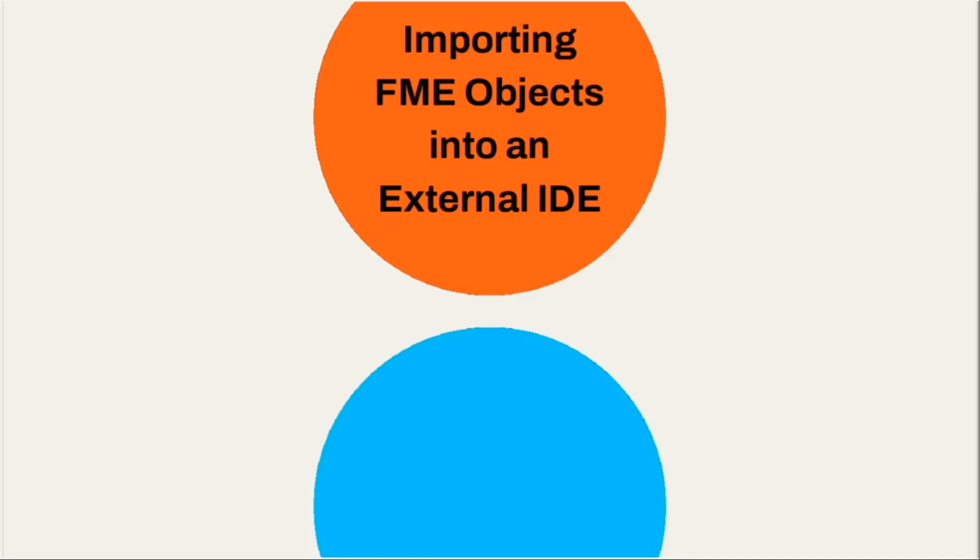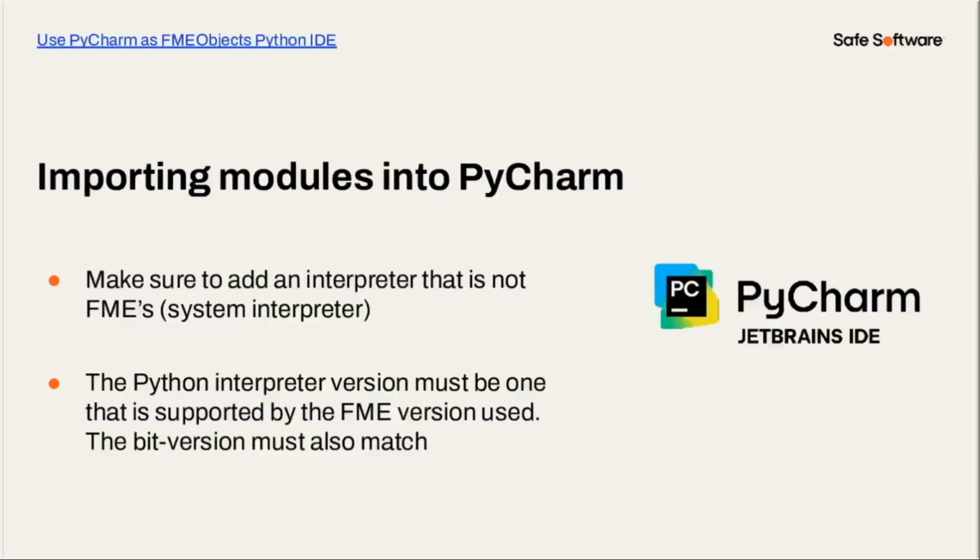All right, the next section and demo that we'll be going through is importing FME objects into an external integrated development environment. Here we'll be using PyCharm. PyCharm is a dedicated IDE providing a wide range of tools, usually to run Python scripts. Before getting into the demo, make sure that you add an interpreter that is not FME's; it won't work if you use FME's system interpreter directly. You'll have to install a Python interpreter from the official website, and then it will work with PyCharm. It'll make more sense once we get into the demo.